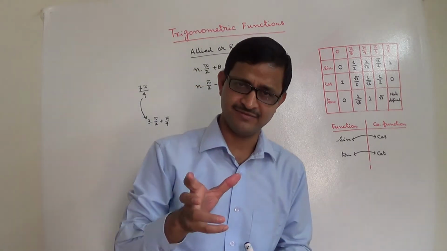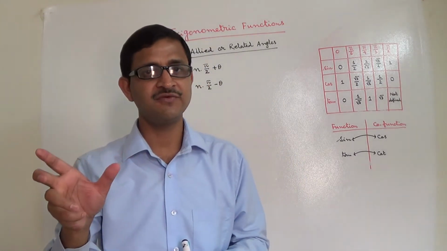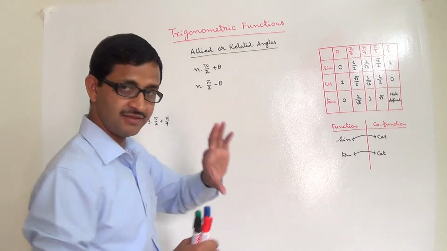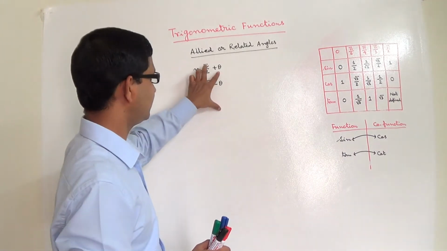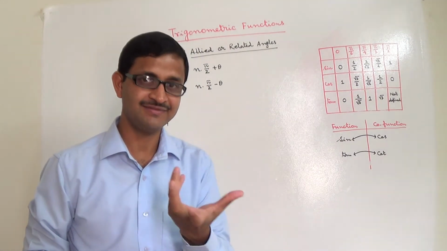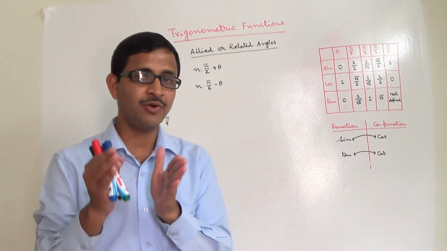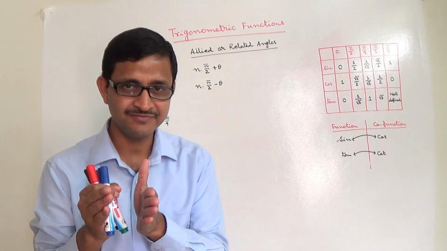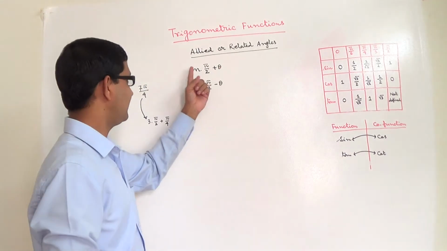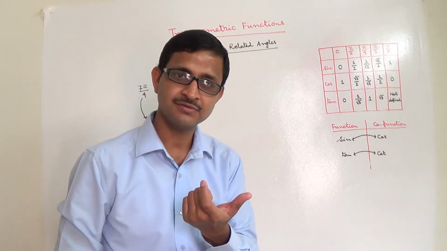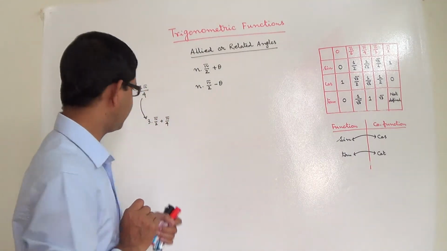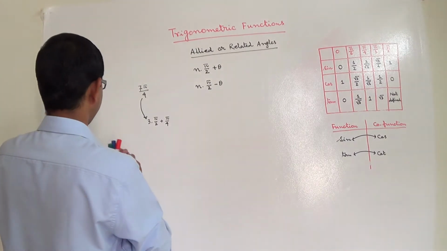Actually, any angle can be transformed into the form of an allied angle. How? You take any angle and divide it by 90 degrees, that is pi by 2, and you will get a quotient and a remainder. Remember that if you divide any angle by 90 degrees, you will always get a remainder which is less than 90. So theta, which is the remainder, is an acute angle, and n is obviously the quotient, an integer. Correct?